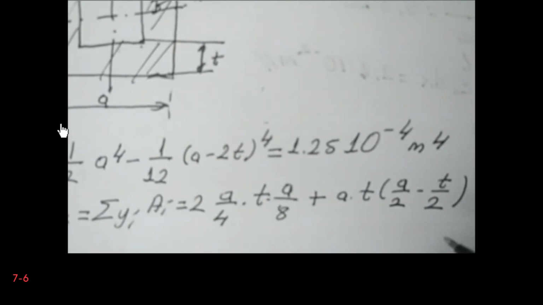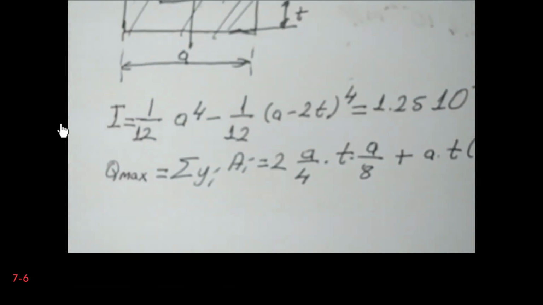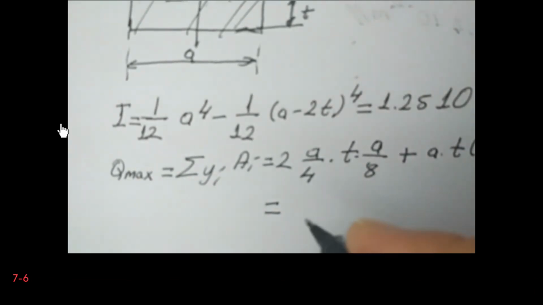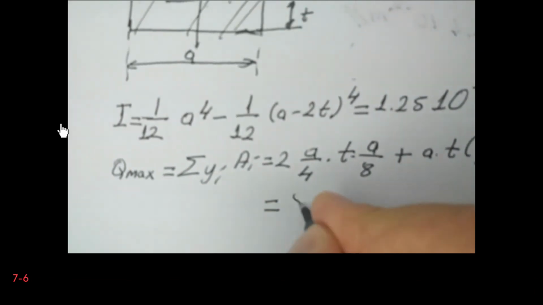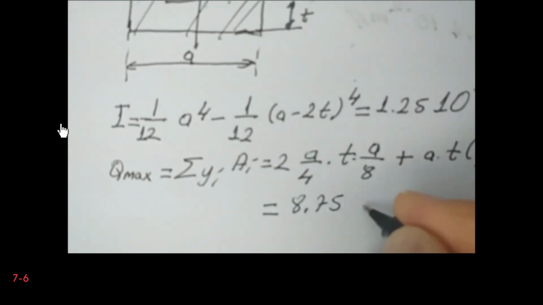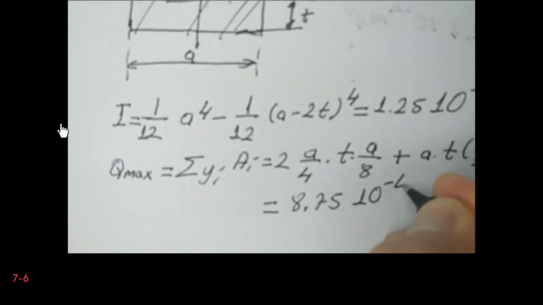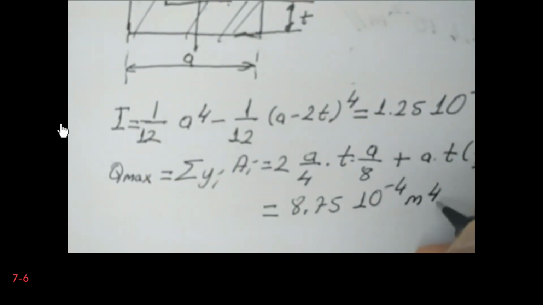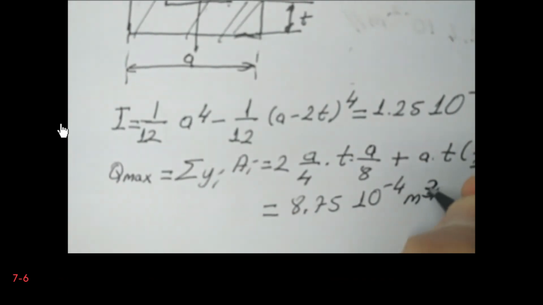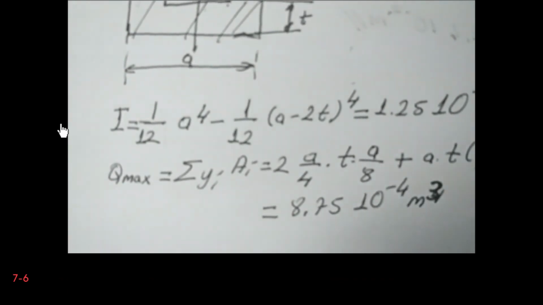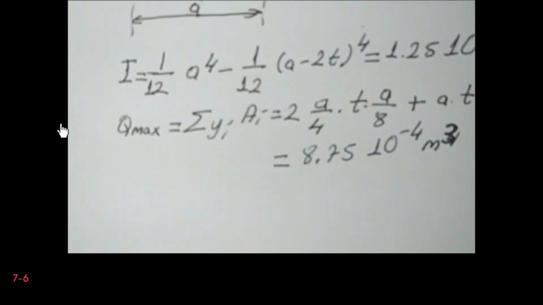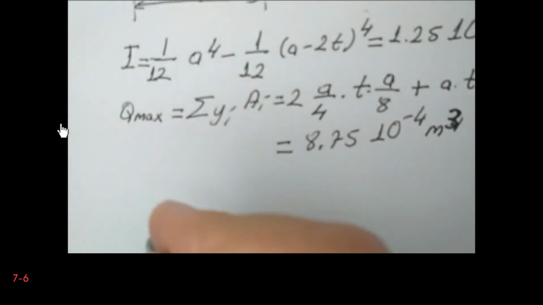If you put the values, what you are going to get is 8.75 10 to the power minus 4 meter to the power cube, not 4. Okay, so this is the first moment of the area at the position where we have the maximum stress.